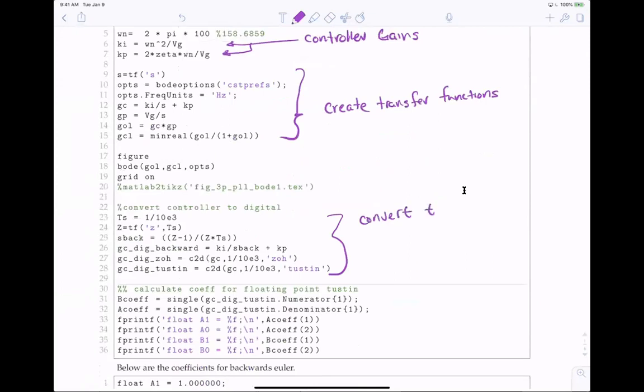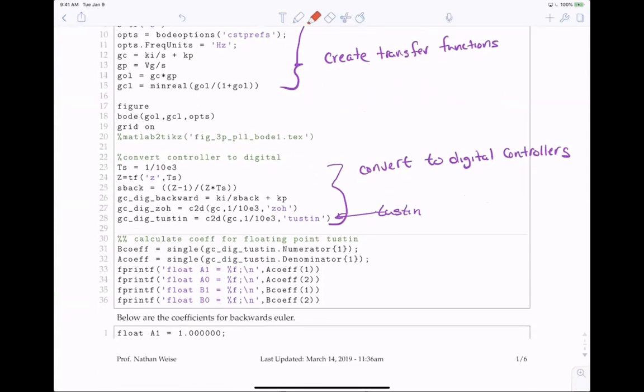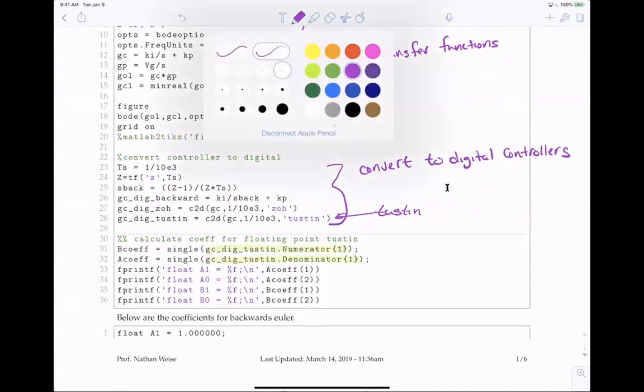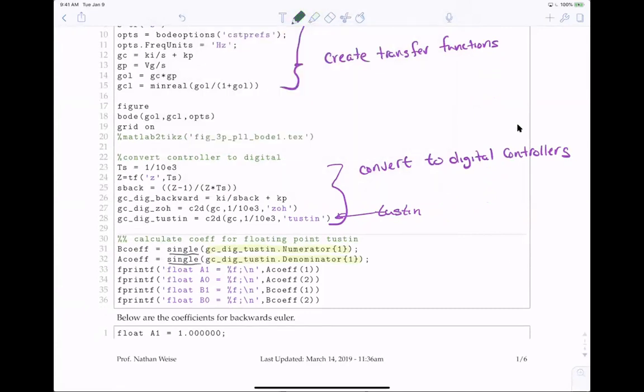Down here, this block of code, we're going to convert to digital controllers. I have three of them here just for reference, but the one we'll use is Tustin. This is the Tustin line here. I also have zero order hold and backward Euler. In these next few lines, I'm asking for the numerator and denominator coefficients of the digital version of the Tustin approximation, and then I'm calling single, which creates a single precision floating point number of those coefficients, which I can then port directly into C code. So this generates C code right here for us to copy and paste.